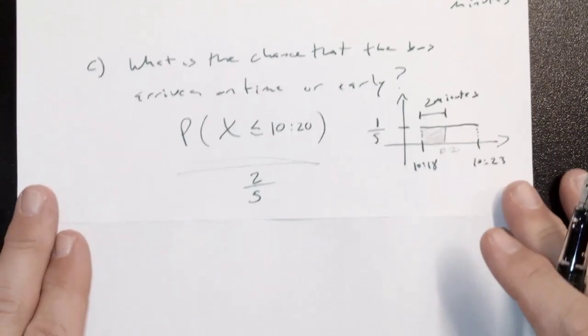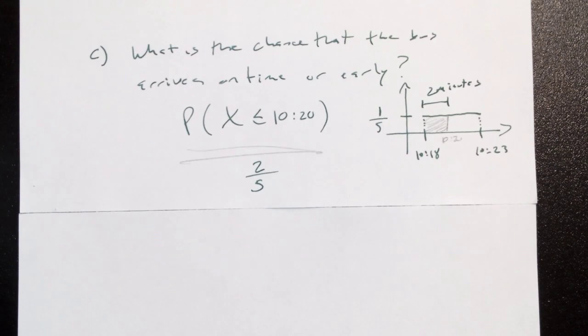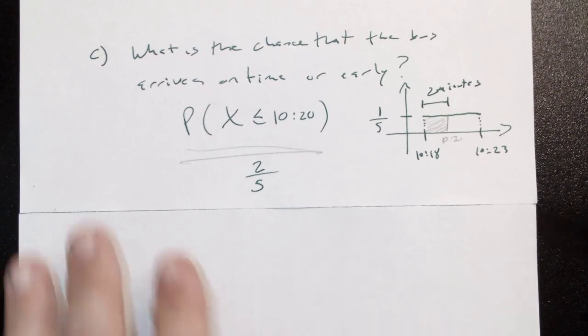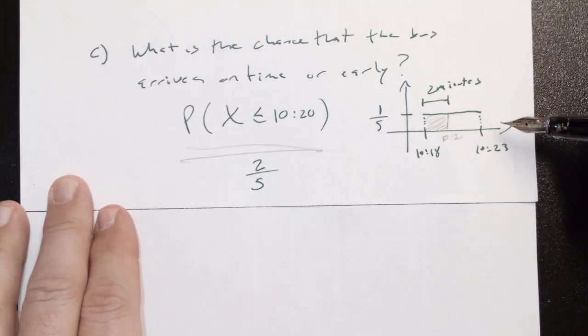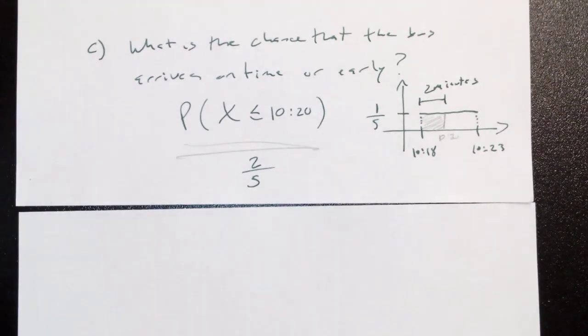What's the chance the bus is late? It's the rest of it. 1 minus the chance it was early.